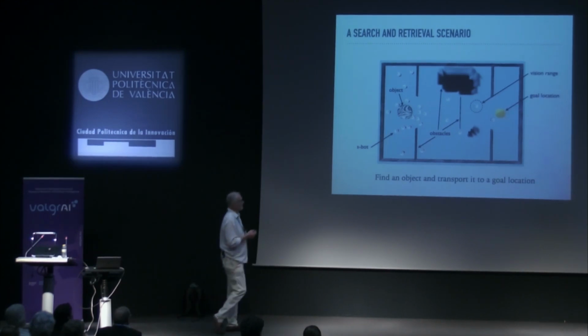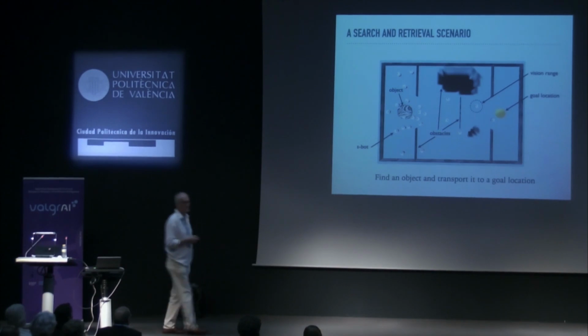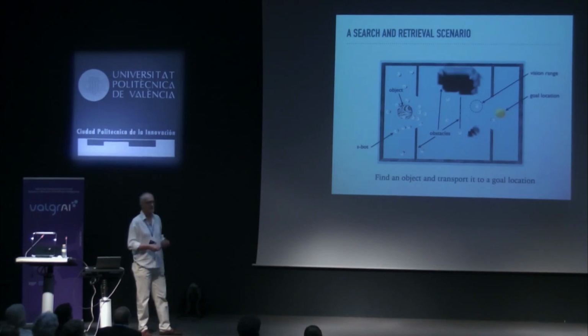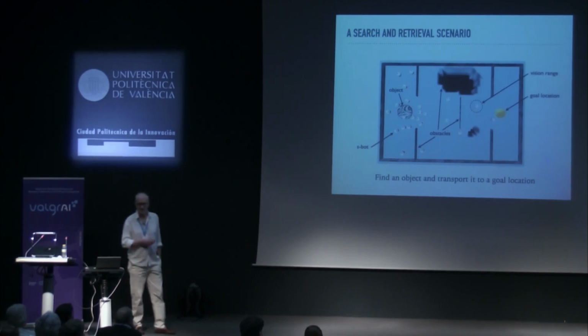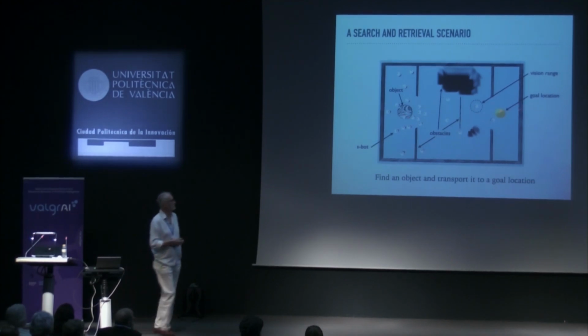And there are some constraints. The object is heavy, so the robots need to cooperate with each other in order to be able to move the object. The vision range of the robot is limited, so it sees only like here. And so they also have to cooperate to find a feasible path from the object to the goal location.